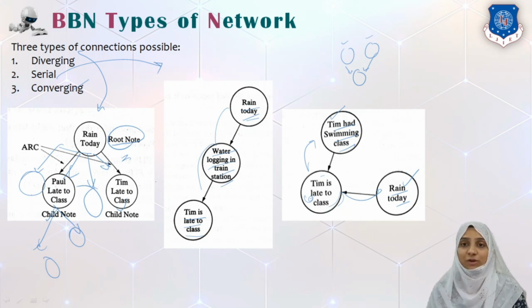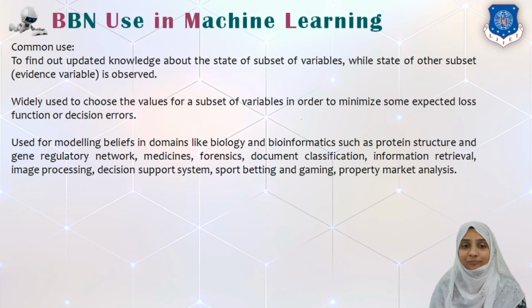So the calculation of probability of dependency can change in each type of network. We are not always going to follow the same procedure for diverging, serial and converging networks. The procedure will be different in each case.